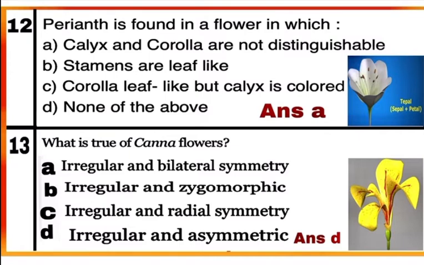But note other two types of symmetry in flower also. When flower is divided into two equal halves in any radial plane passing through center, then it is actinomorphic or radially symmetrical flower. And when it can be divided into two similar halves only in one particular plane, then it is called zygomorphic or bilaterally symmetrical flower. But canna is irregular and asymmetrical flower. So here mark D as a correct answer.